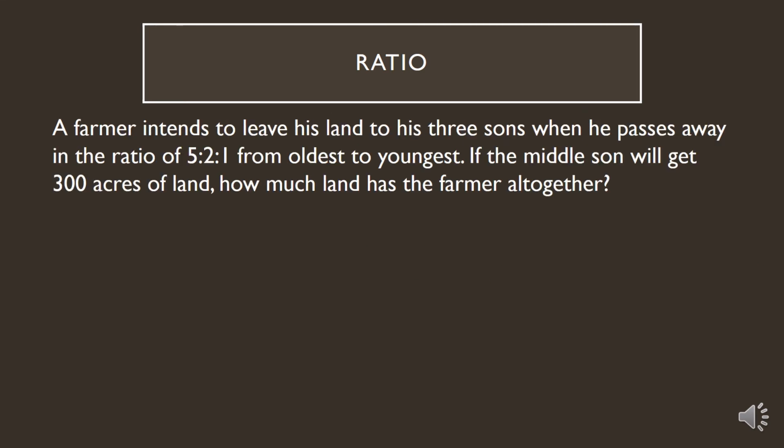Okay, so this is a question working in reverse or working backwards. A farmer intends to leave his land to his 3 sons when he passes away, in the ratio of 5:2:1 from oldest to youngest. If the middle son will get 300 acres of land, how much land has the farmer altogether? Okay, so how will we do this? Firstly, we'll add the parts. 5:2:1. So there are 8 parts in total.